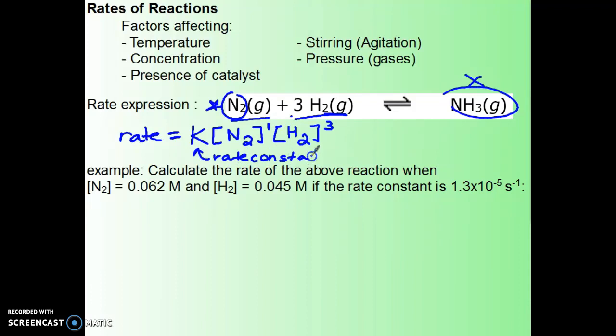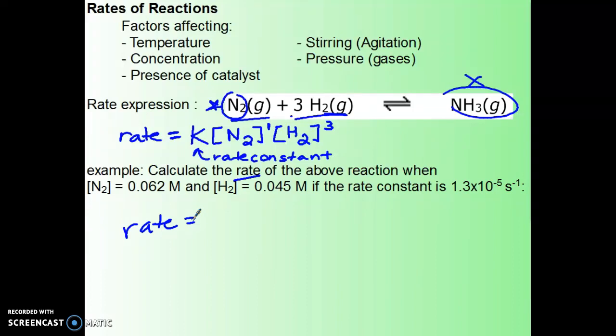And don't forget, if we have brackets around a substance, the brackets represent the concentration, which would usually be in molarity. So let's do the example below using our rate expression. Calculate the rate of the above reaction when the concentration of N2 is equal to 0.062 molar and the concentration of H2 is equal to 0.045 molar if the rate constant is as follows. Okay, so we're going to just plug these things in. So we're supposed to calculate the rate. That means rate is our unknown.